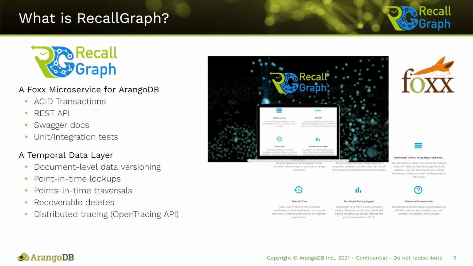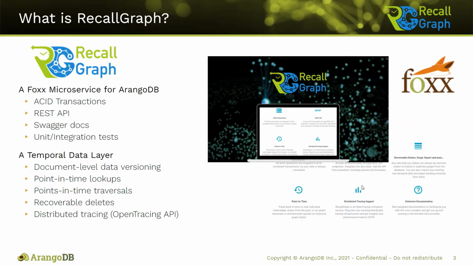Second, RecallGraph provides a temporal data storage and access layer on top of ArangoDB's data model. This enables document-level versioning, point-in-time lookups for an individual document or a set of documents matching a filter. It also enables point-in-time graph traversals and shortest path queries on historical states of a graph. With version data, you also get recoverable deletes for free. RecallGraph also supports distributed tracing via the Open Tracing API.